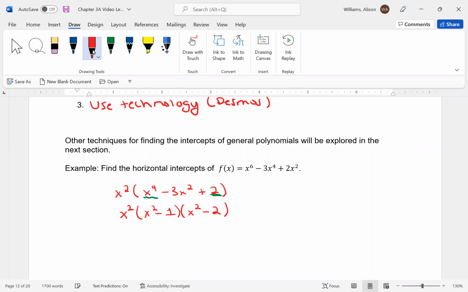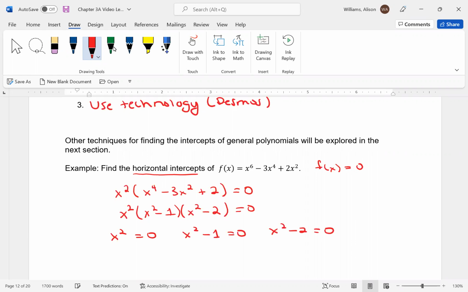All right. So I'm going to set this equal to 0, because that's what you do when you find the horizontal intercepts. You set f of x equal to 0. Okay, so this is all equal to 0. So let's just set each piece equal to 0. So x squared equals 0, x squared minus 1 equals 0, and x squared minus 2 equals 0.